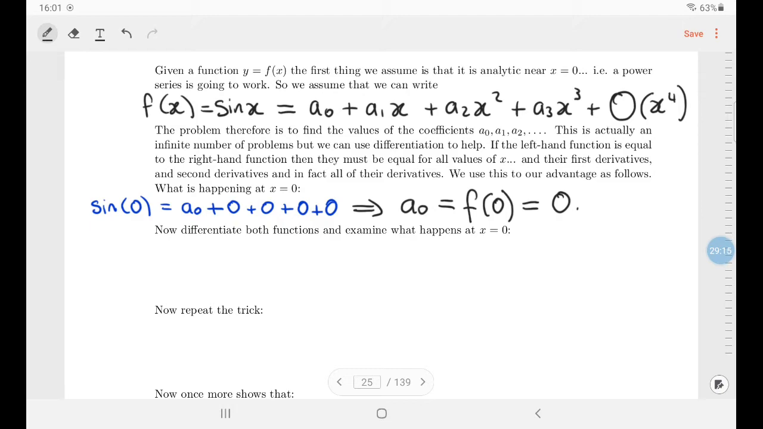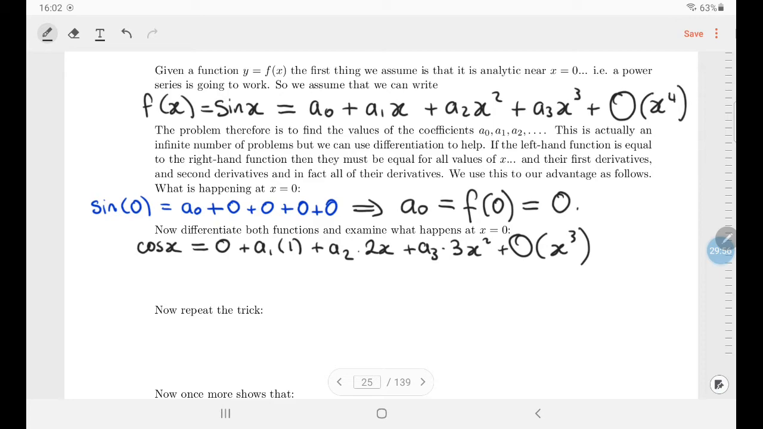So we differentiate sine of x, we get cos of x, equal to the derivative of a constant a0, which is 0, plus the constant a1, and the derivative of x with respect to x is 1, plus the constant a2 times the derivative of x squared, which is 2x, plus the constant a3 times the derivative of x cubed, which is 3x squared. And now I'm just going to write terms of order. If I differentiate a term with x to the 4 or higher, it'll be a multiple of x cubed.